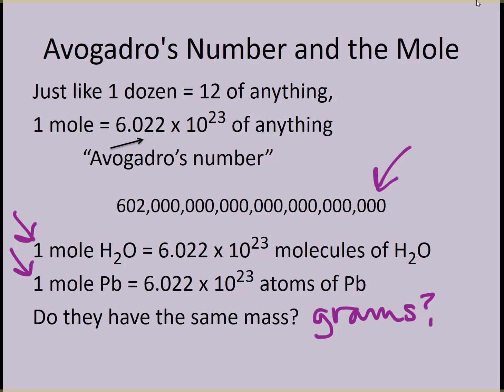So the lead would be in the hundreds of grams, and a mole of molecules of water would only be 18 grams. So just like you can have a dozen cantaloupes or a dozen watermelons, the dozen watermelons would weigh more than the dozen cantaloupes. It's the same thing with chemistry. So even though you have the same number of molecules or the same number of atoms, they would still have different weights.